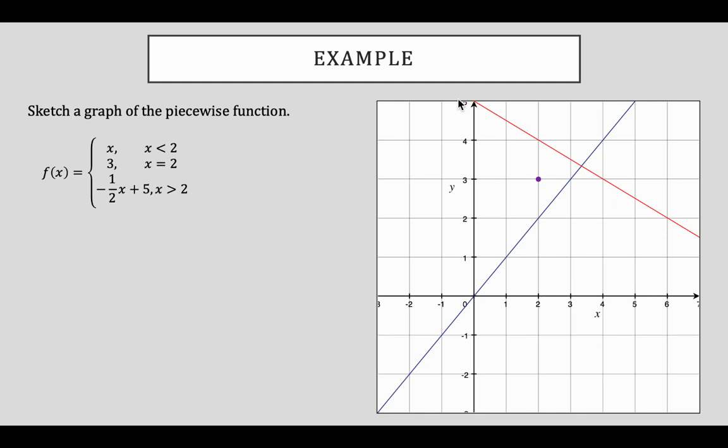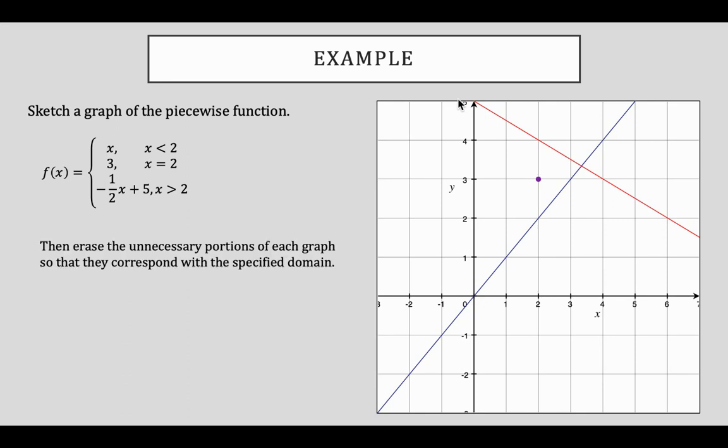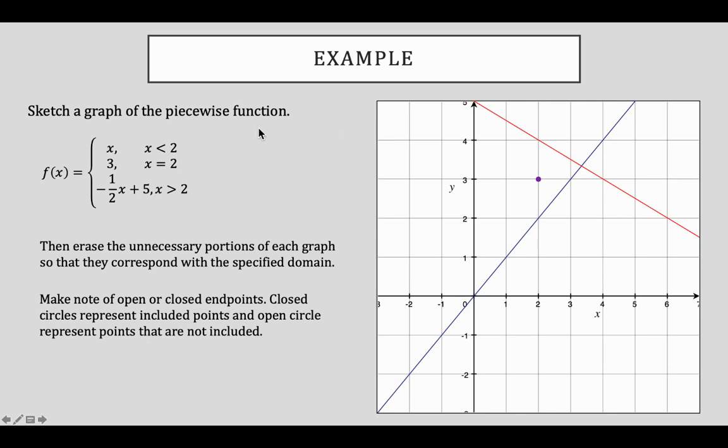Okay, now that I have plotted each piece on the same coordinate plane, we want to erase the unnecessary portions of each graph so that they correspond with the specified domain. Again, we want to make note of open or closed endpoints. Closed circles represent included endpoints, and open circles represent points that are not included.